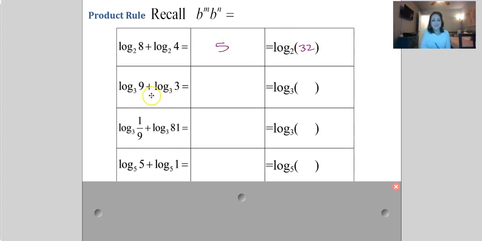All right, let's try another one. So what is log base 3 of 9? That's 2. And log base 3 of 3 is 1. So 2 plus 1 is 3. And log base 3 of what is 3? Well, that would be 27, because 3 to the third is 27. Okay, are we seeing any patterns?